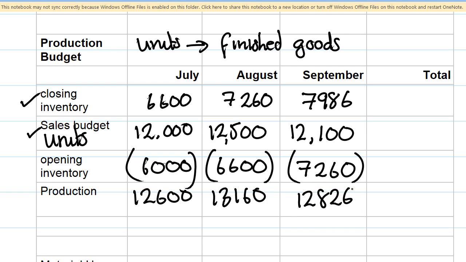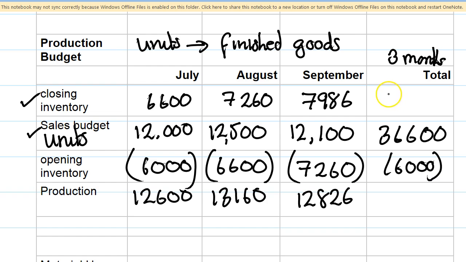So we've got our numbers of production that we require for July, August and September. The total column I would do at the end, because it's very important that you remember that this total is for 3 months. Our units that we need to sell, 36,600, that is July plus August plus September. Our opening inventory right at the very start of the period, and our closing inventory is right at the end of the 3 months. And our production, 38,586 units.